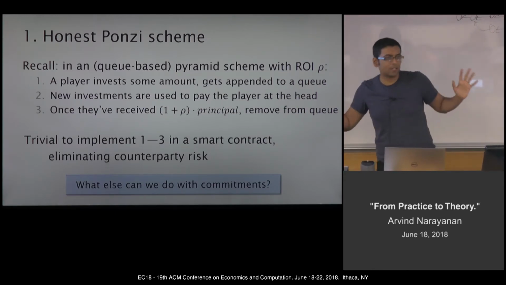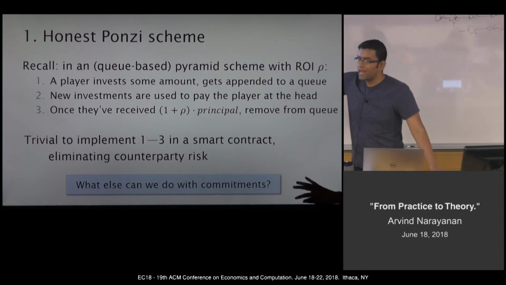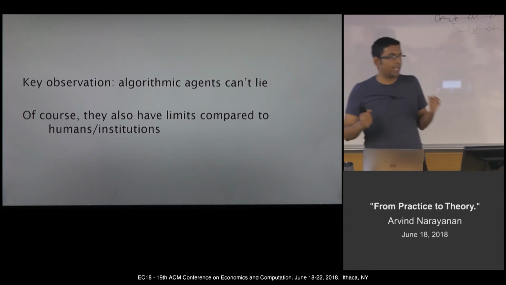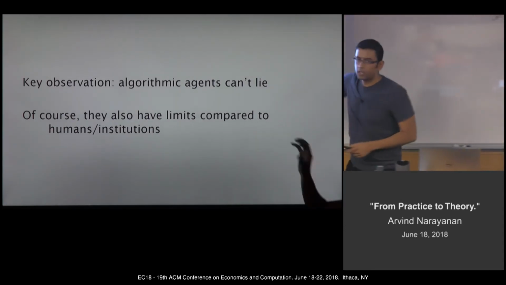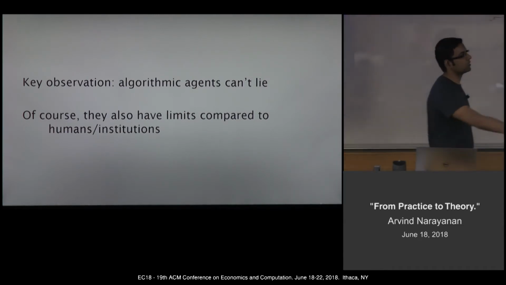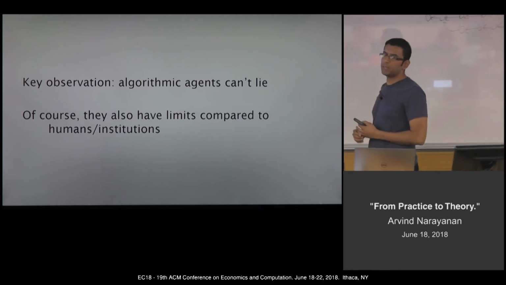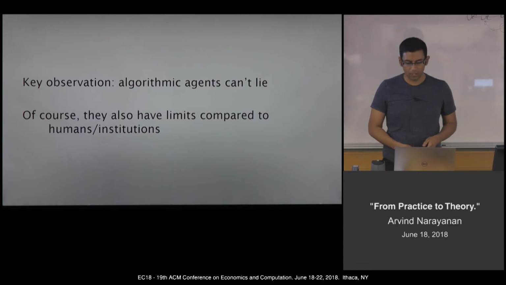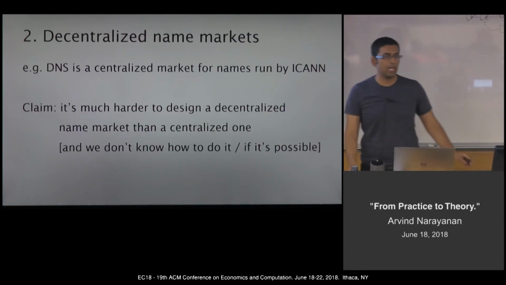Yes, so the honest Ponzi scheme is a fun thing, but what are other interesting, important things you can do now that smart contracts give us a really easy way to do commitments? In other words, algorithmic agents can't lie, and that's part of where smart contracts get their power. However, they also have limits compared to humans and institutions who might be agents. So my next two examples are going to be about the limitations of smart contracts compared to human agents. And the first of those is the idea of decentralized name markets.